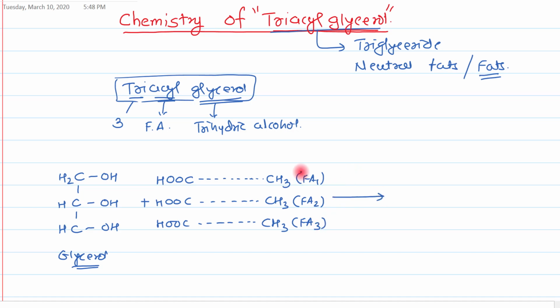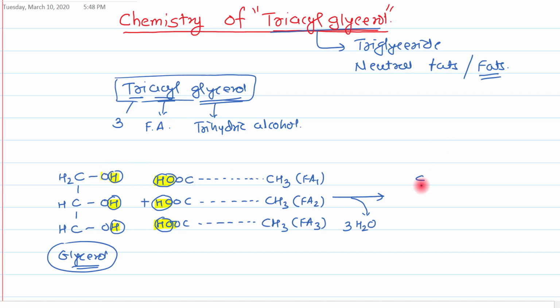When these 3 fatty acids bind with one glycerol, what will happen? From the OH group of glycerol, this hydrogen, and from the COOH group, the OH, are removed. This OH and this hydrogen get bound and removed, so it forms H2O. The same thing will happen with this part, and with the third fatty acid also. So a total of 3 molecules of H2O come out. And then this oxygen makes a bond with this carbon.